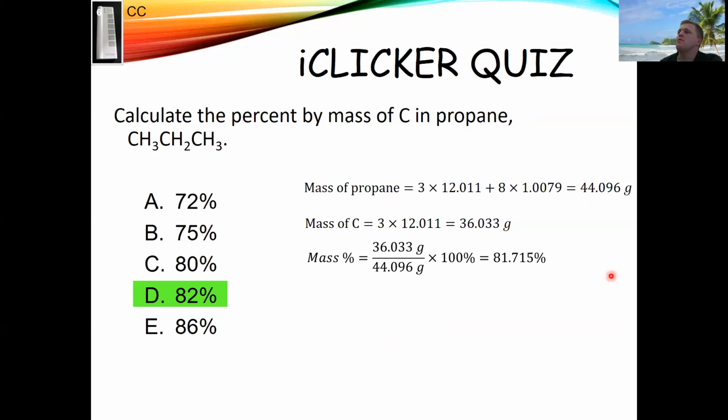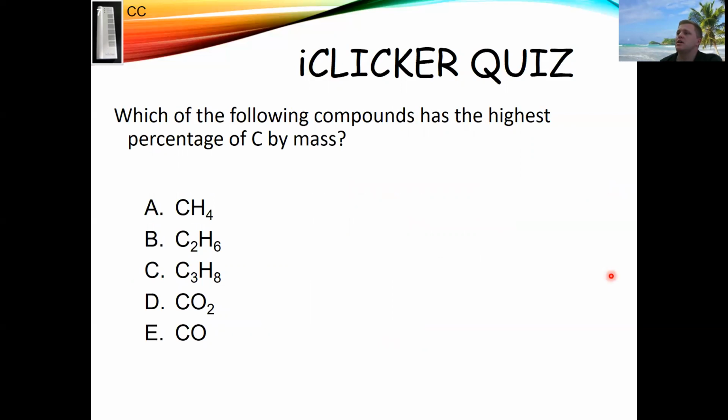And so this is one type of question I could give you. Another one could look like this. I'll make a point real fast here that if you want to practice these iClicker quizzes before I go over them, you can always pause the video before I give you the explanation. So in this question, they ask which of the following compounds has the highest percentage of carbon by mass? We have CH4, C2H6, C3H8, CO2, and CO.